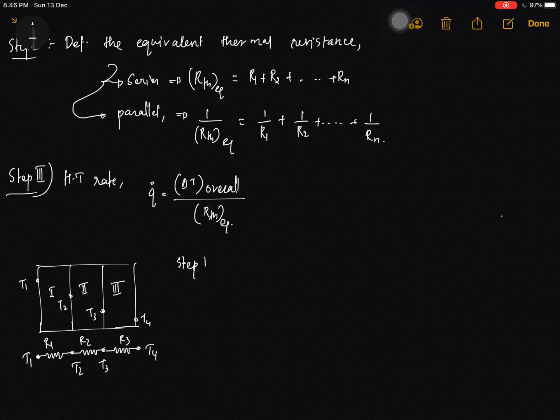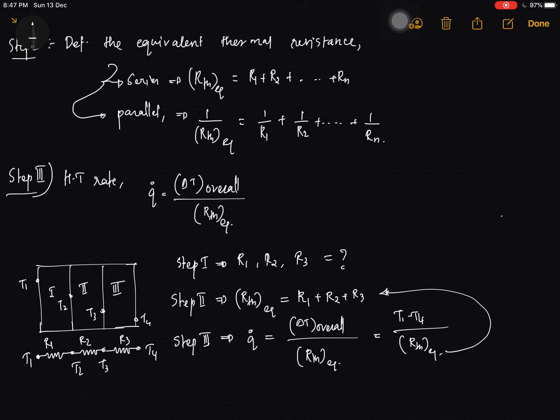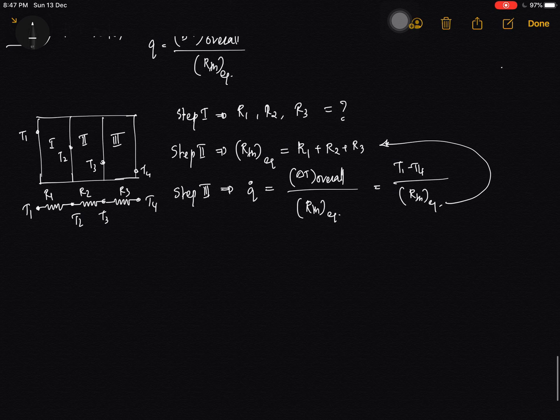So step 1 gives R1, R2, R3. Step number 2, determine R_th,equivalent. Since the plane walls are connected in series, R_th,equivalent is equal to R1 plus R2 plus R3. Then step number 3 is Q dot, the heat transfer rate, which is the overall temperature difference divided by R_th,equivalent, the equivalent thermal resistance. This overall temperature difference is T1 minus T4, divided by R_th,equivalent, which is determined from the previous step. Okay, so this is it.